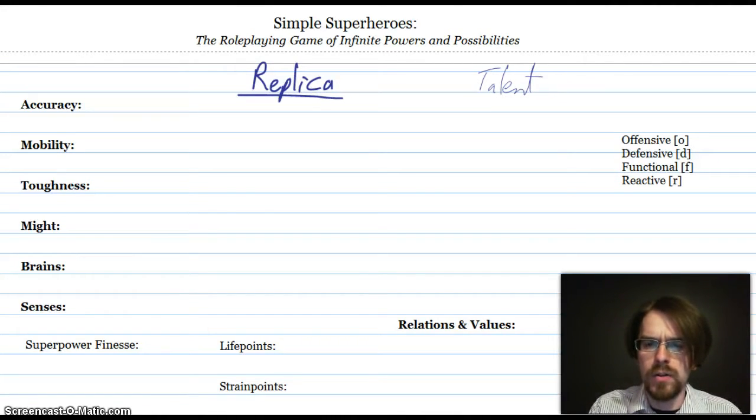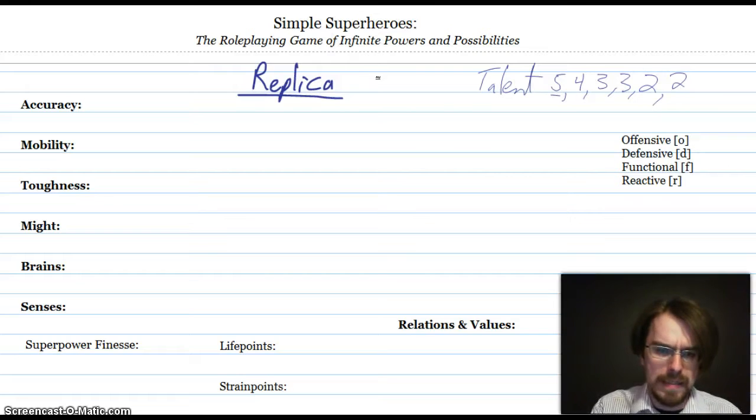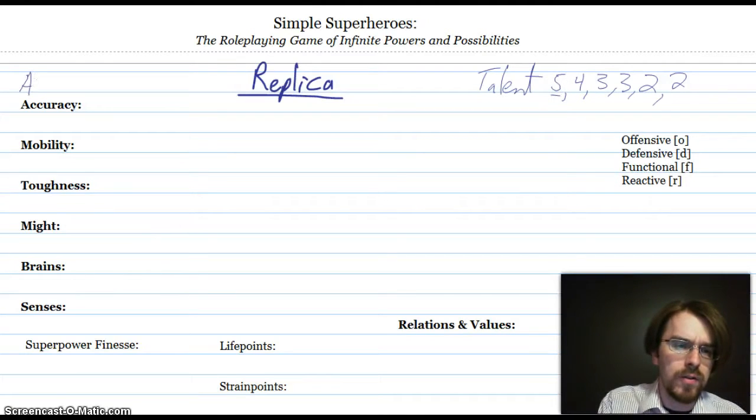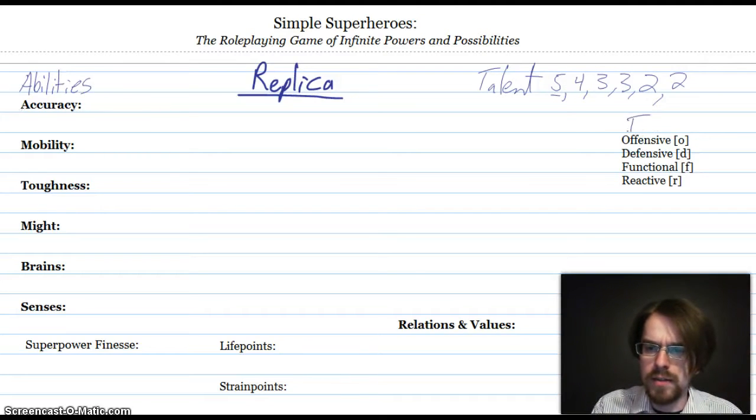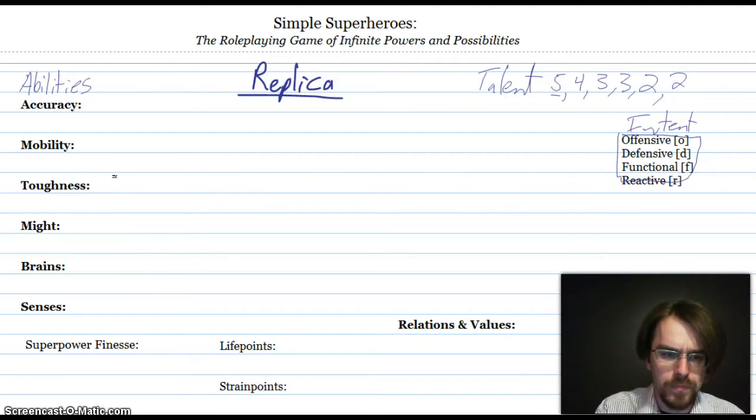And for Replica, we're going to use the focused array, which gives you the fewest number of talents, but it's also the only one that gives you a rank 5 talent, which is going to be the key for her to be copying other people's powers. So you grab one of these talent ranks, and you just put it in an ability category over here, and you give it an intent from one of these 4 options over here. And you name the talent yourself.